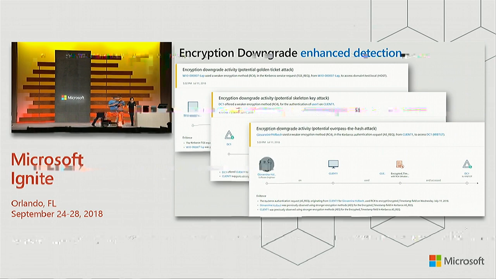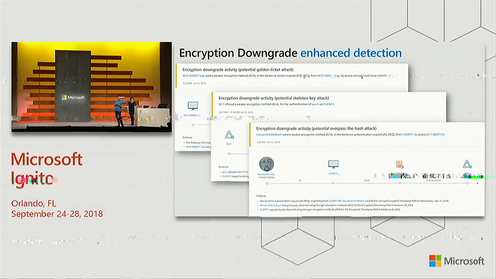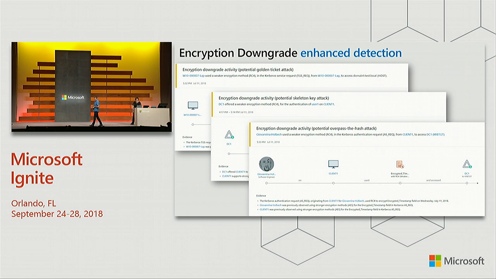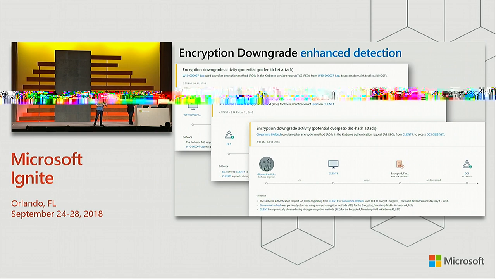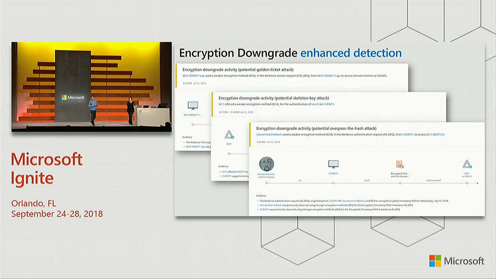It was hard to understand what it was exactly meaning. So we actually learned a bit more and added the research and started to understand that encryption downgrade can actually refer to several elements, such as, for example, potential golden ticket attack or potential skeleton key attack, and we actually split these to several different alerts.